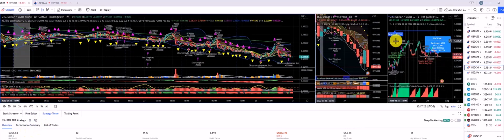US dollar Swiss franc at 1.03774. Strategic picture, price action to the downside, however. So the majority of all the flows were to the downside, profit of $453.